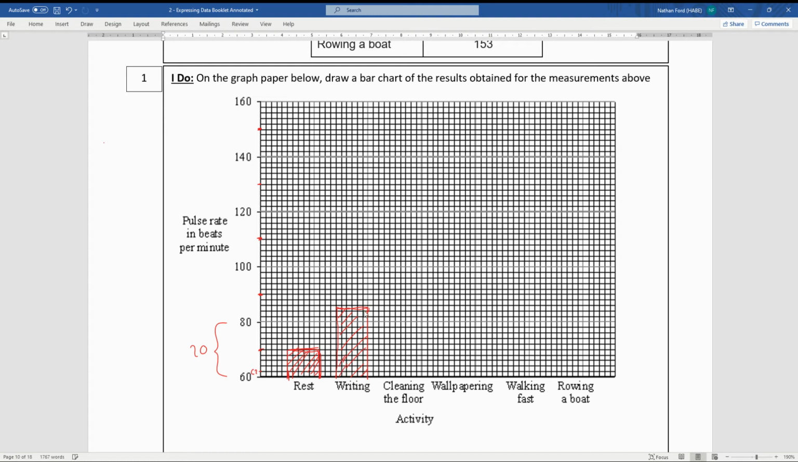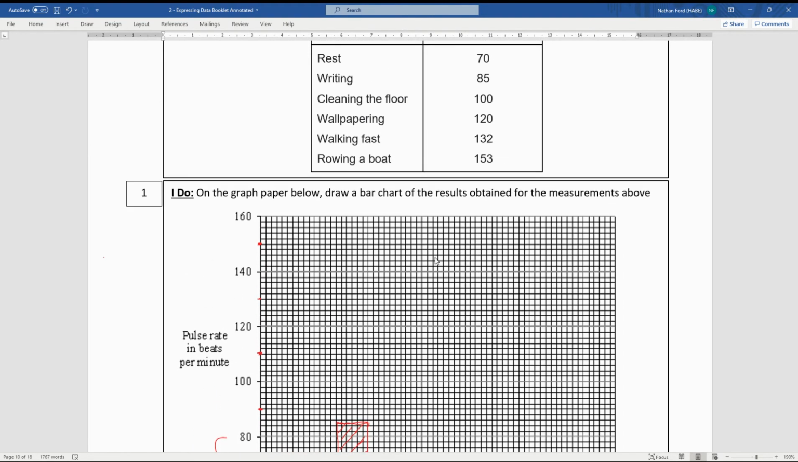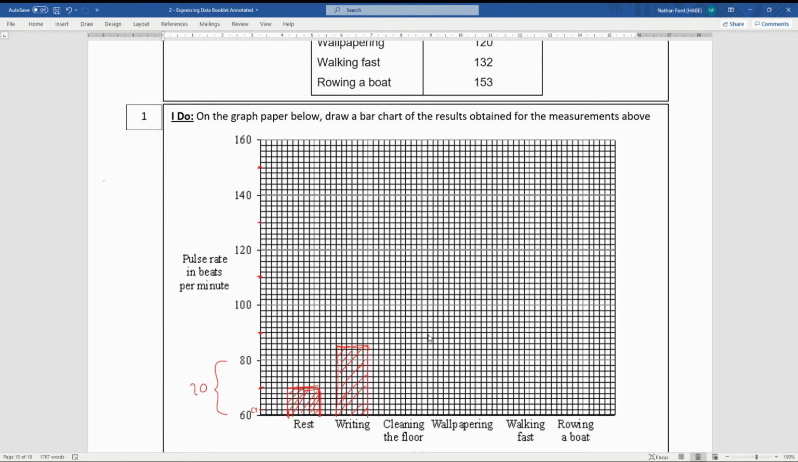Shade it in. Okay, we have cleaning the floor, and that's all you do. You slowly go one by one and go through it. So I'm going to pick the middle. Go 1, 2, 3.